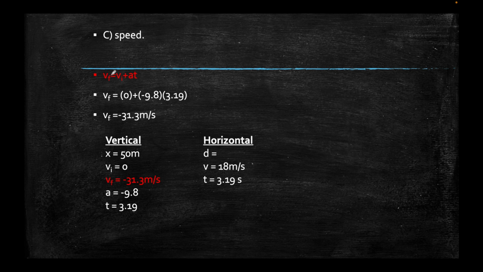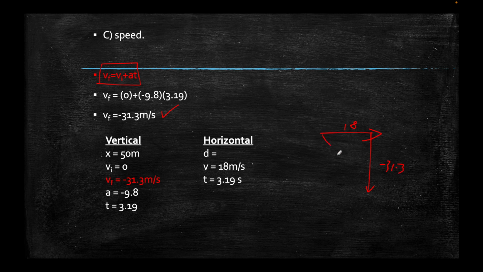The easiest formula is just simply VF equals VI plus AT. 0 plus negative 9.8 times the time which I just found, 3.19, and I will have my vertical speed over here. A little extension, if I asked you for the overall speed, the total speed, the resultant speed, you'd have your horizontal of 18, and I'd have my vertical of minus 31.3.